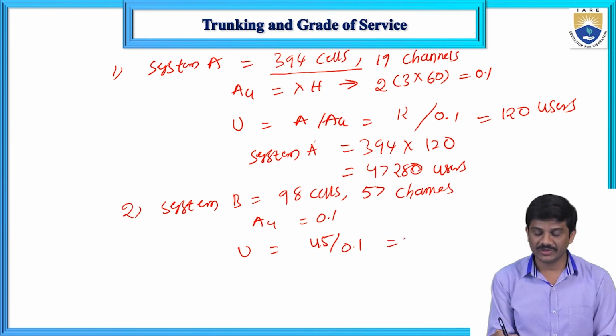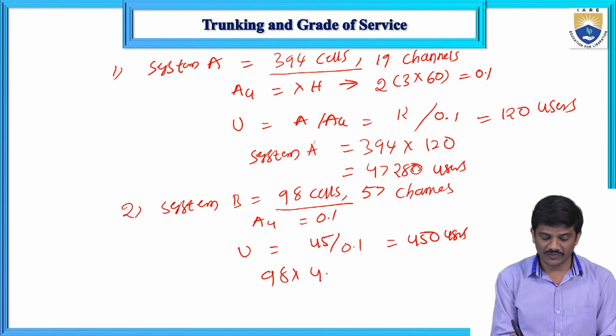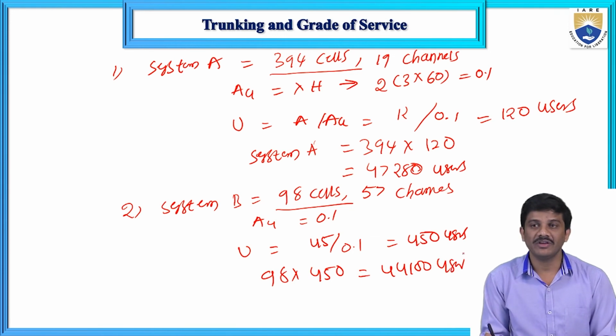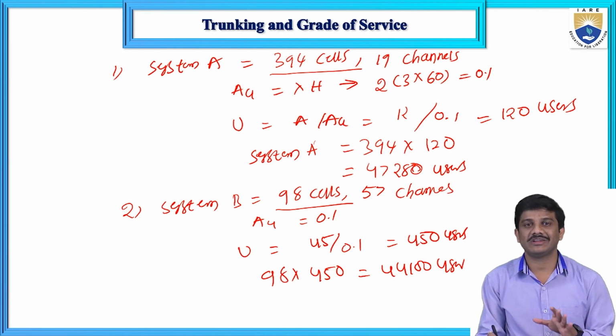Then we can write 450 users. Then for the total 98 cells, 98 into 450, we can write 44,100 users. This is for system B. Don't get confused. They have given clearly in the question what the cells are and what the channels are.